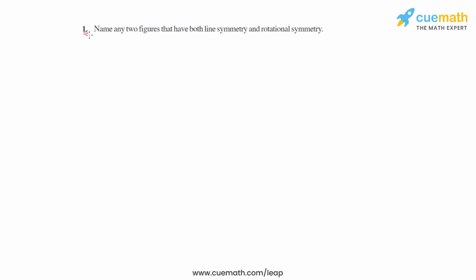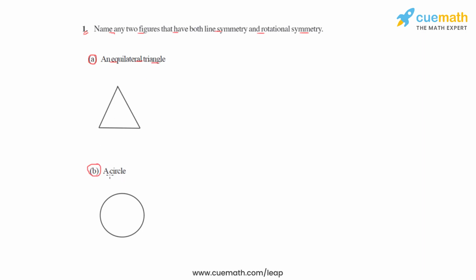In question number 1 of this third exercise, we have been asked to name any two figures that have both line and rotational symmetry. So let us see what are those two figures. The first figure is an equilateral triangle which has both line and rotational symmetry, and the second figure is a circle which again has both line and rotational symmetry.